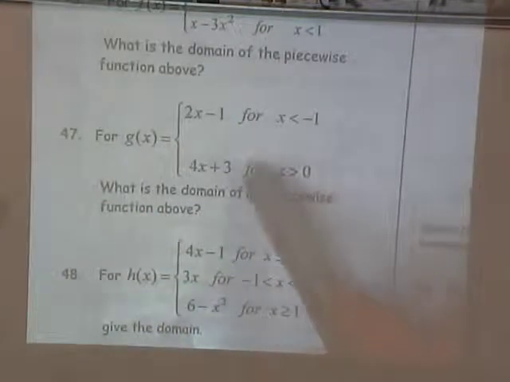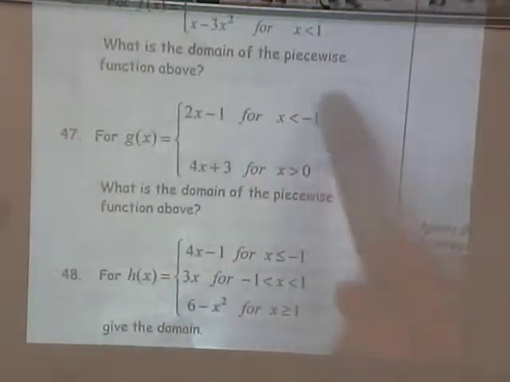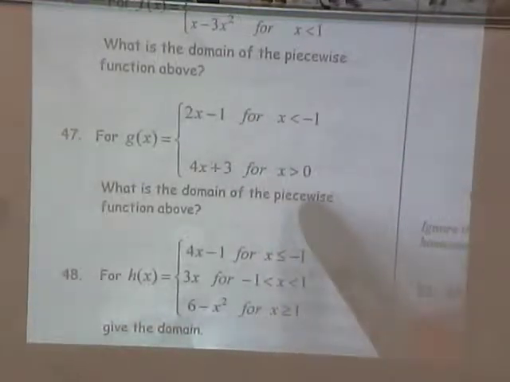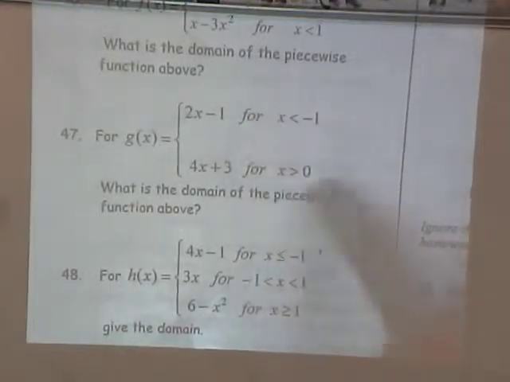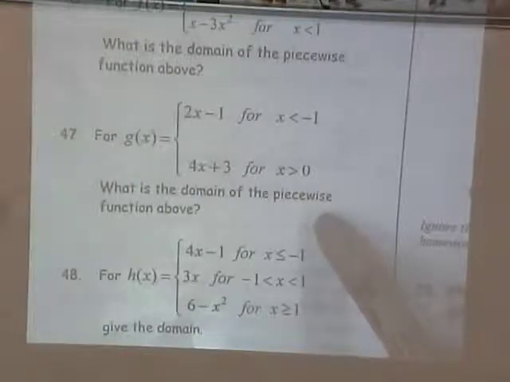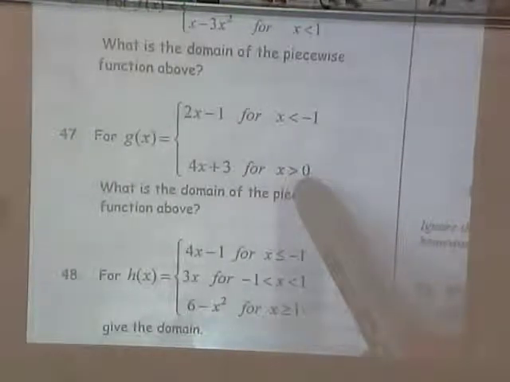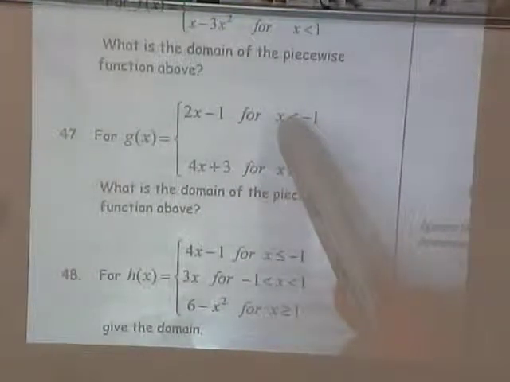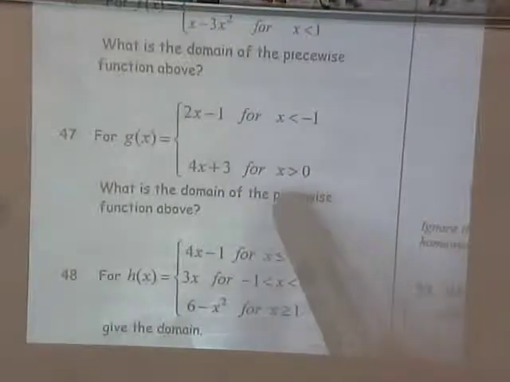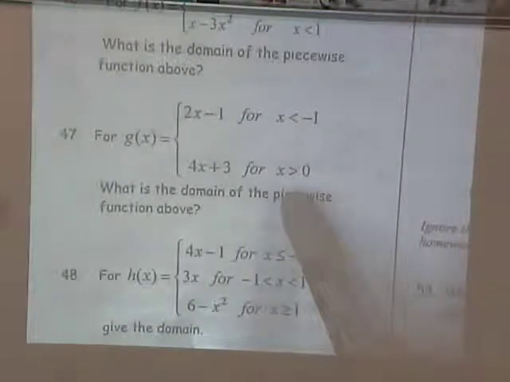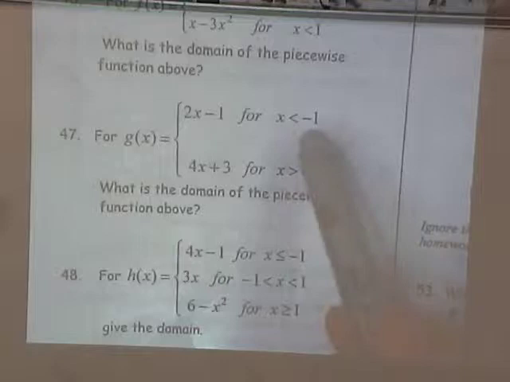The domain is always found over here on the right hand side. The domain of piecewise functions is always found on the right hand side over here. So this is our domain. It's all x is less than -1, and it also includes the x is greater than 0. Okay, so if we write that out in interval notation, for example, that would be 47.